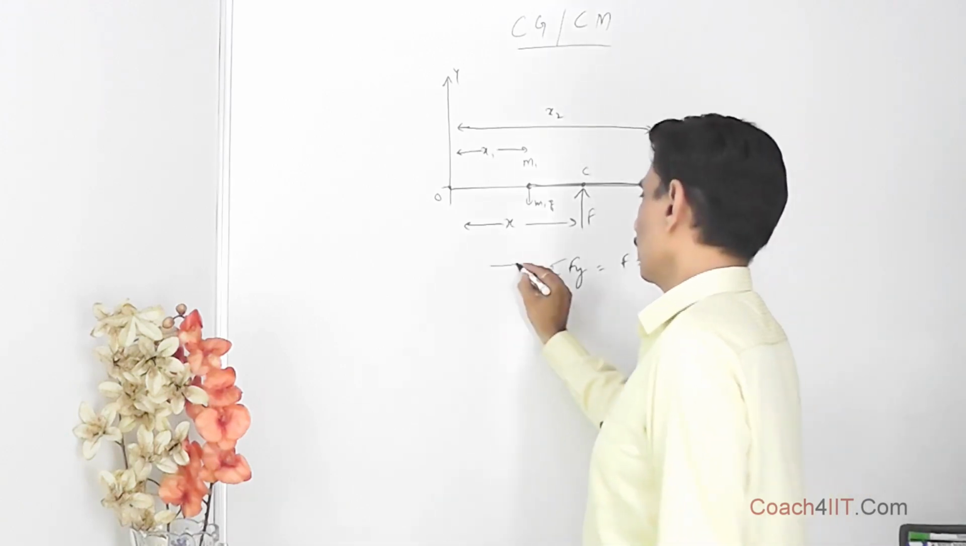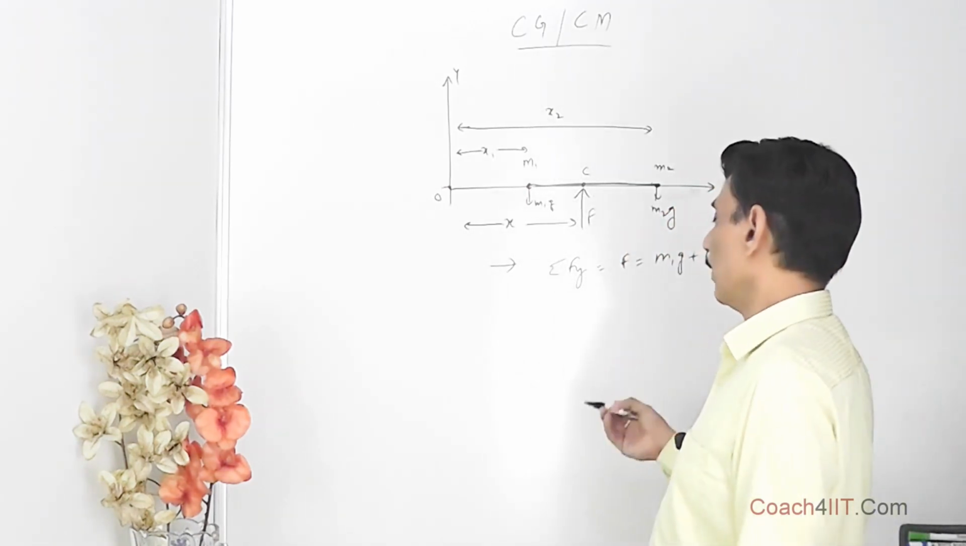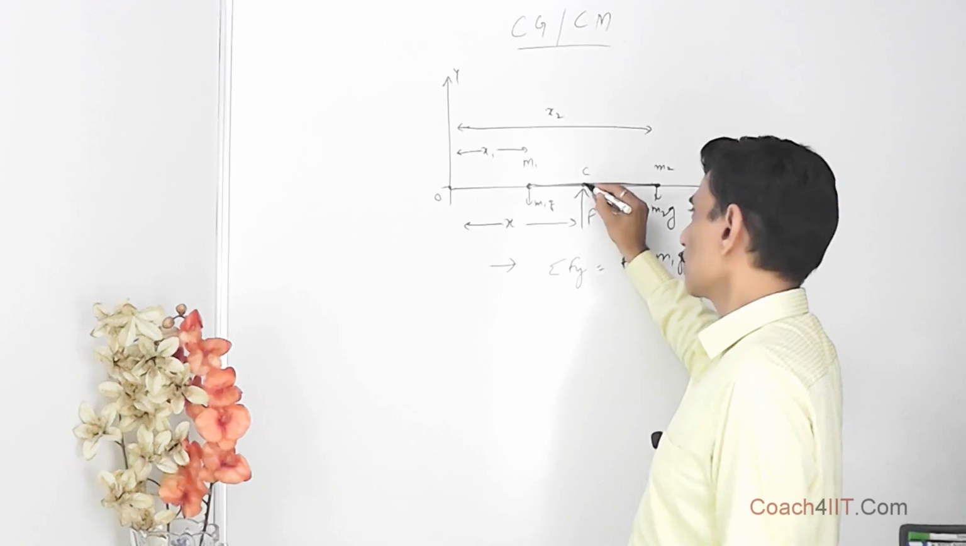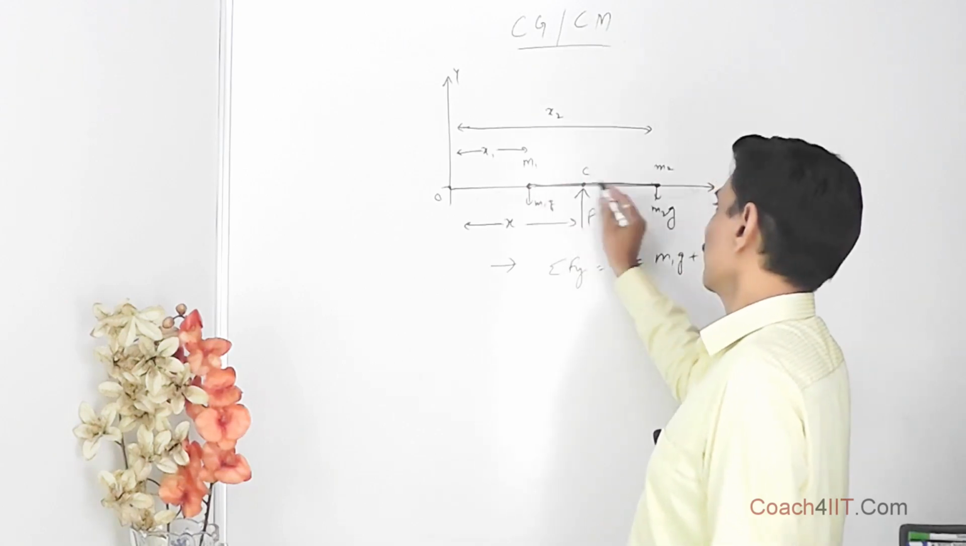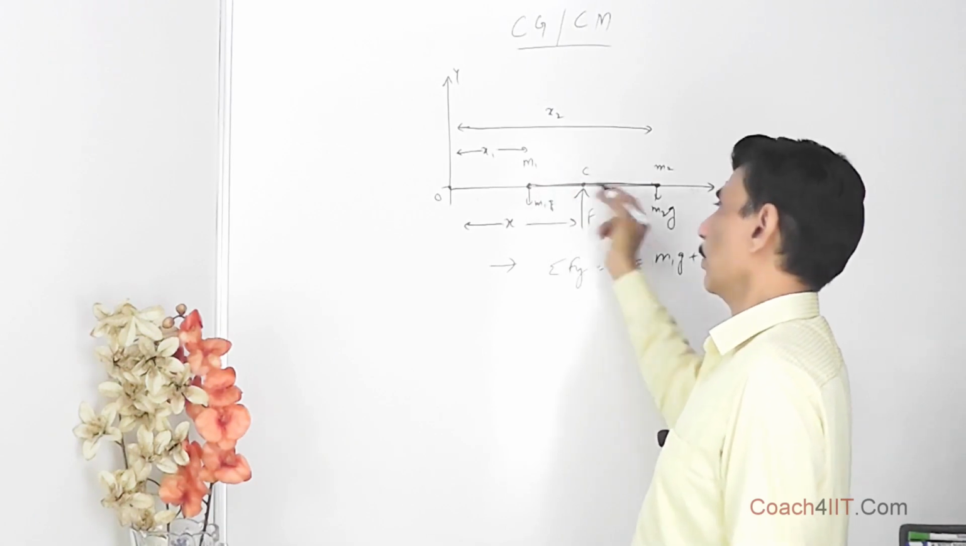That is for translational equilibrium. So now for the rotational equilibrium. So far, what we have done is take the torque about C, and we are finding this distance, that is, the distance of the center of gravity from one of the point masses or one of the bodies.